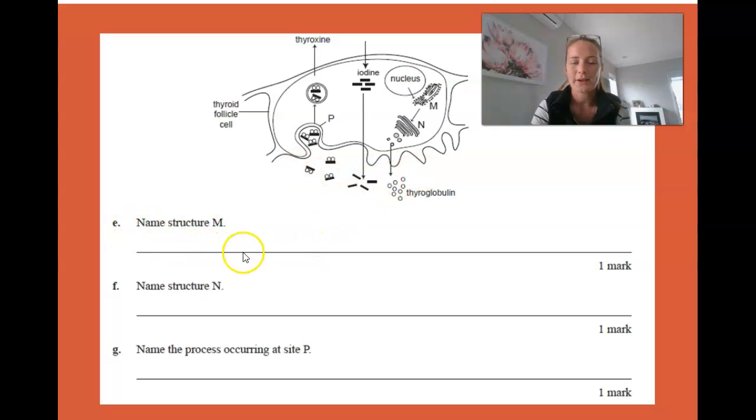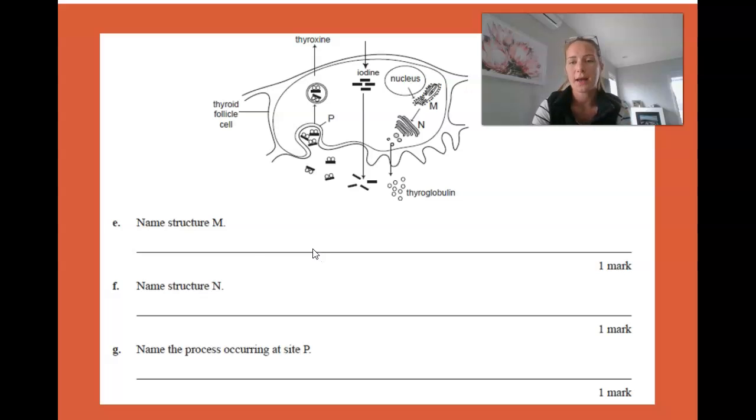Okay, what are we actually being asked about this diagram that we're unfamiliar with? We're being told that it's a thyroid follicle cell at least. There might have been a bit more question leading into this, but just for answering these ones, all we need is the diagram. Name structure M. So nice easy one straight away, but could you recognize what structure M was? It's kind of folded up, it's got dots around its surface and it's in close proximity to the nucleus. Hopefully you recognize that as being rough endoplasmic reticulum.